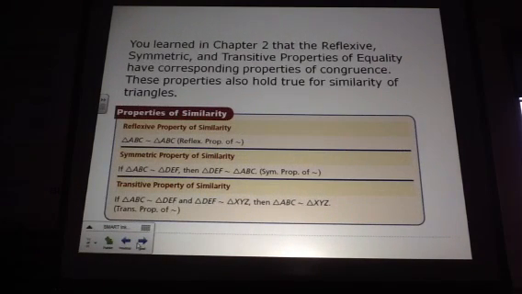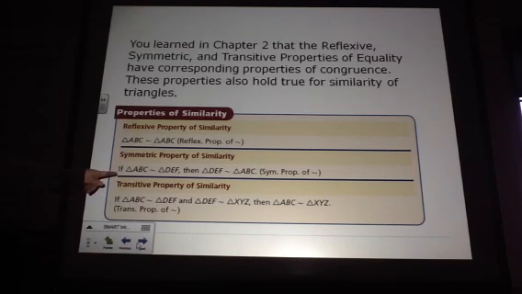All right, last part. If you can remember in Chapter 2, the reflexive, symmetric, and transitive properties of equality have corresponding properties of congruency. These properties also hold true for similarity of triangles. So your reflexive property, triangle ABC is similar to triangle ABC. There's your reflexive property of similarity.